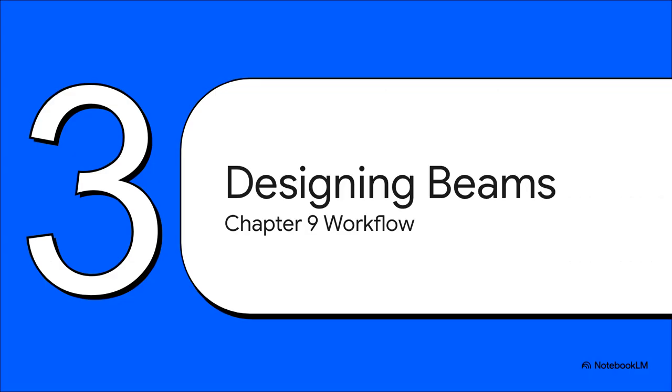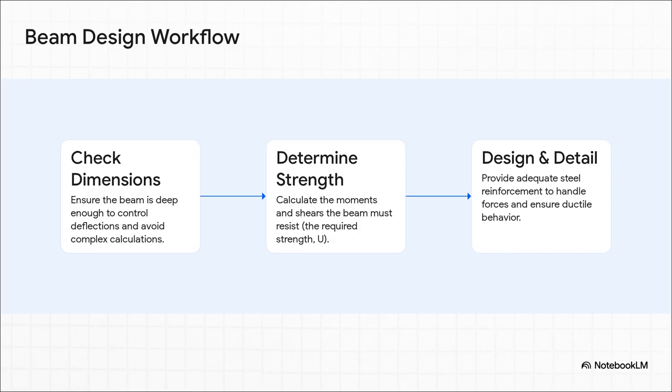All right, let's roll up our sleeves and actually design something. We're going to tackle a standard, non-pre-stressed concrete beam, following the workflow from Chapter 9 of the code. It's a really logical, step-by-step process. It really just boils down to three main gates you have to pass through. First, you do a quick reality check on the beam's dimensions to make sure it's not too flimsy. Second, you calculate the required strength, that U value we talked about. And third, you design the steel rebar that's going to give the beam the muscle it needs.